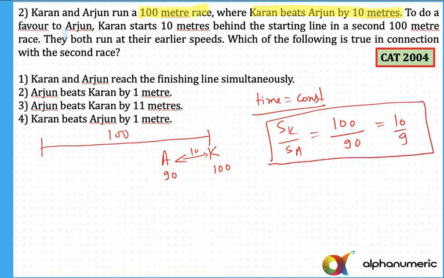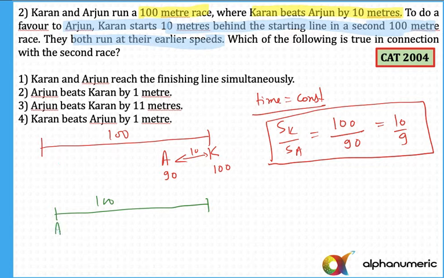Next line. To do a favor to Arjun, Karan starts 10 meters behind the starting line in a second 100 meter race. And they both run at their earlier speed. So the ratio of the speed will still be the same. So in the second scenario, what is happening? The length of the race course is 100. But Karan does a favor to Arjun, that Karan starts 10 meters behind. So Arjun is starting from here, and Karan is 10 meters behind Arjun. Let's say Karan is here. So Karan needs to travel 110 and Arjun needs to travel 100.